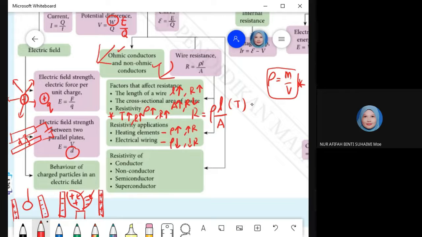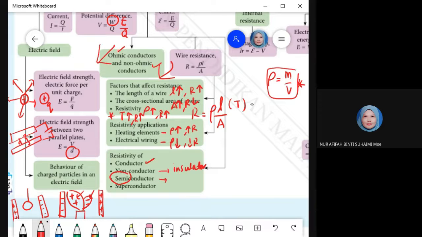Okay, then the type of conductor we have, dia punya resistivity dia pun berbeza. Conductor, non-conductor, non-conductor refer to insulator lah. Okay, penebat plastic, rubber. Then semiconductor, dia boleh jadi conductor tapi not as good as a real conductor. Dia boleh dua-dua, dia tengah-tengah. Semi ni dia tengah-tengah lah, in between. Dia boleh jadi good insulator, dia boleh jadi good conductor.